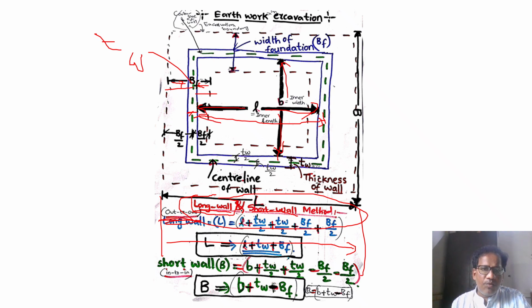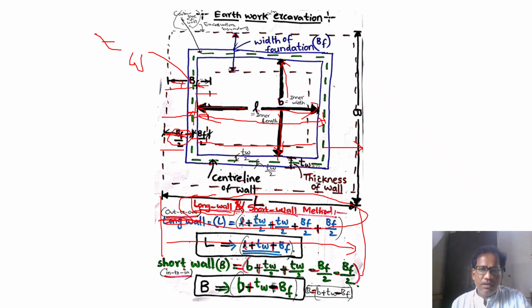Now here you see we are at the center line. If you want to go out to the excavation, this will be BF by 2, which you can see in this picture. So BF by 2 from one side and BF by 2 from another side. So all together I want out to the excavation. So let us see now. Here we have BF by 2 plus TW by 2 plus L.